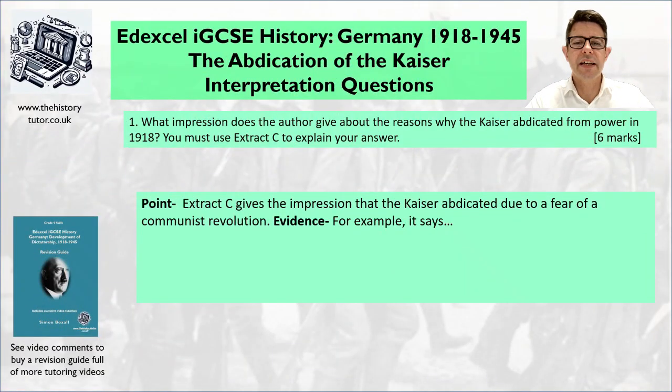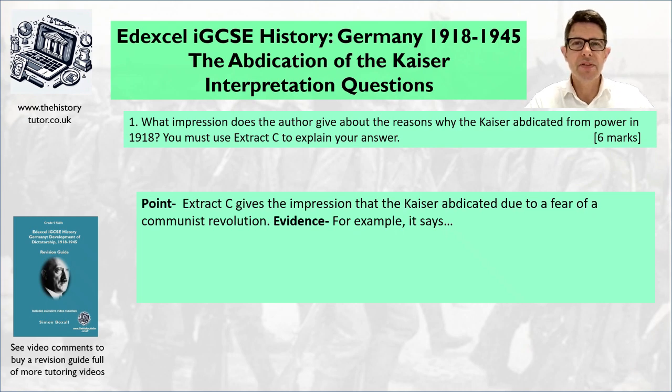Okay, so I've said that extract C gives the impression that the Kaiser abdicated due to a fear of a communist revolution. Just very simply what we said in our plan. So now we give a short example. For example, it says, give a short example. We want to keep this to one sentence. We don't want to spend a lot of time writing about the extract. We want to try and suggest about the extract rather than copy content. One sentence to summarize the view in the extract.